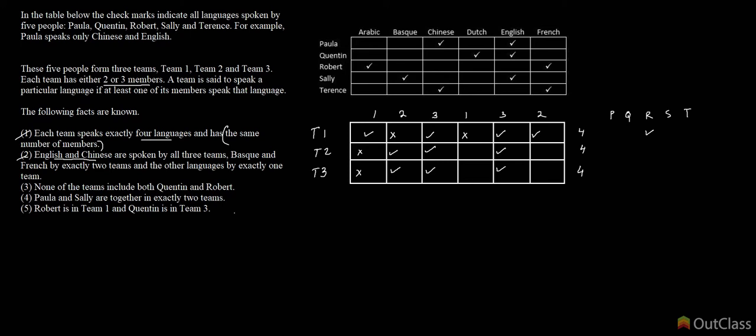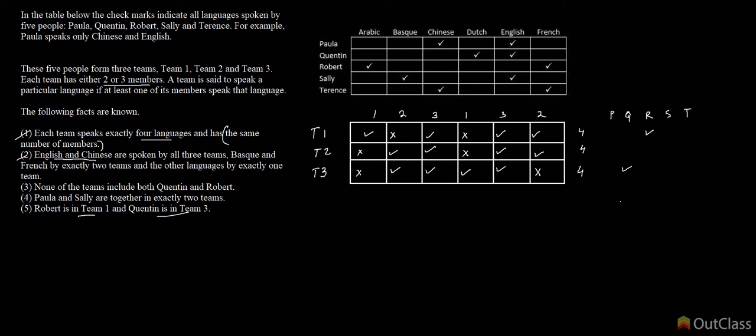Then we have Quentin is in team 3. What does Quentin do? Quentin speaks Dutch and English. So team 3, you have Quentin, and Quentin speaks Dutch and English. So Dutch and English. So we have 4 ticks in row 3. So we need a cross here. Because of this 2, we'll have a tick here, and then we'll have a cross here. So we now know which teams know which languages. That part is set.